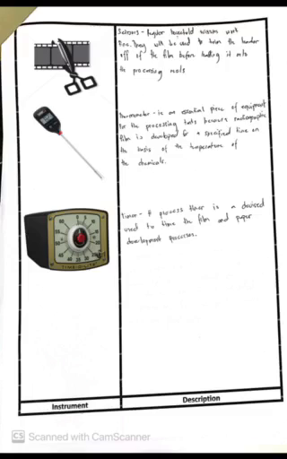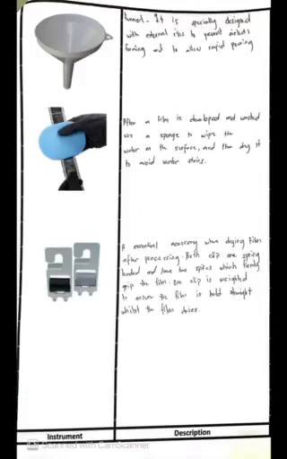The sixth one, a process timer, is a device used to time the film and paper development process. And the seventh one is the funnel. It is especially designed with external ribs to prevent airlocks forming and to allow rapid pouring.